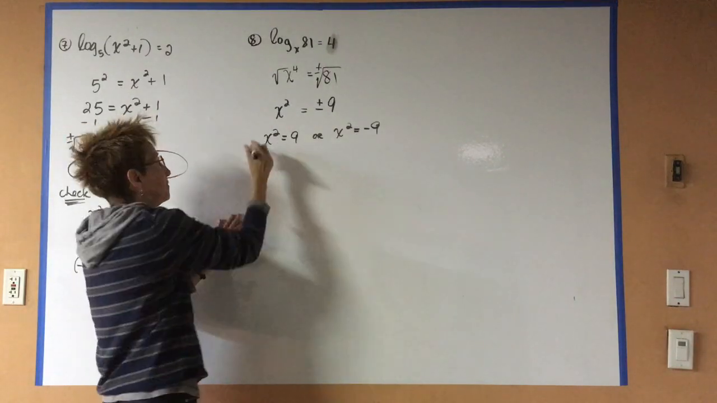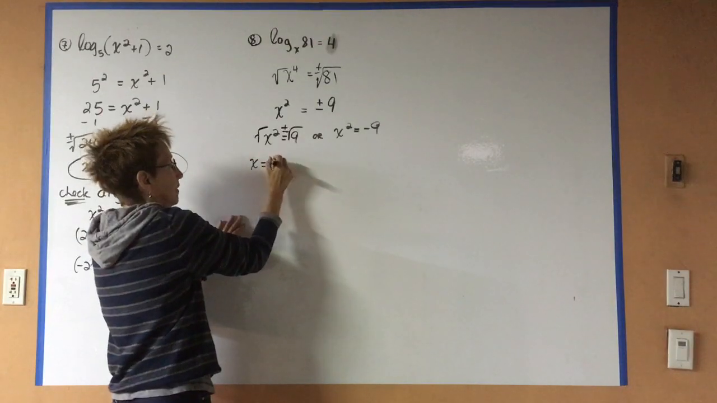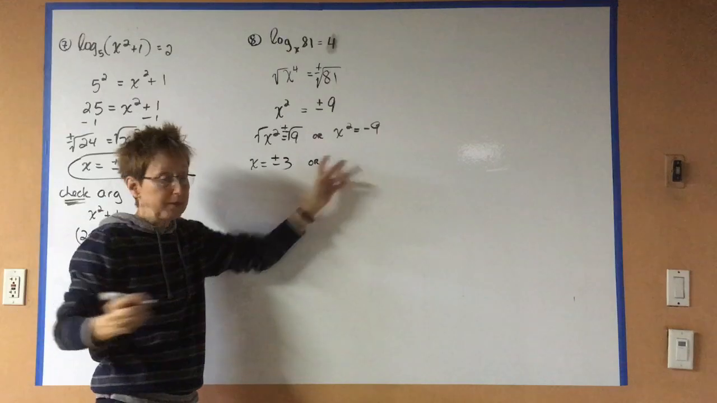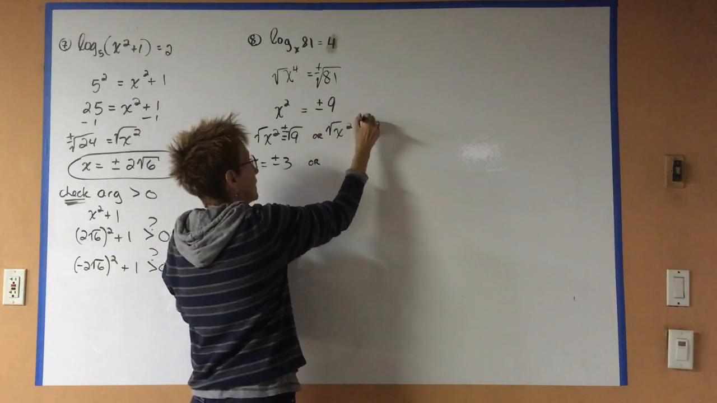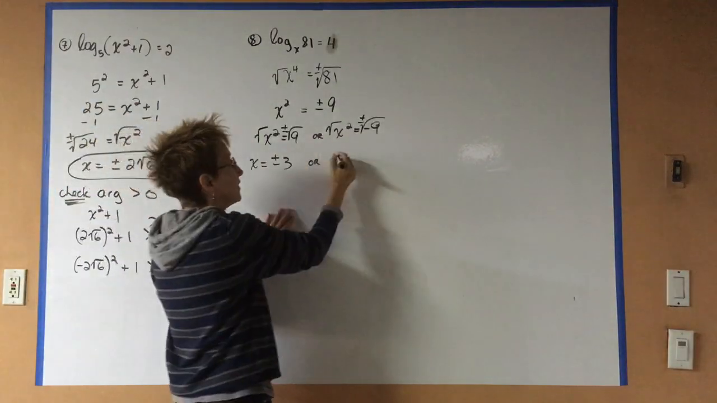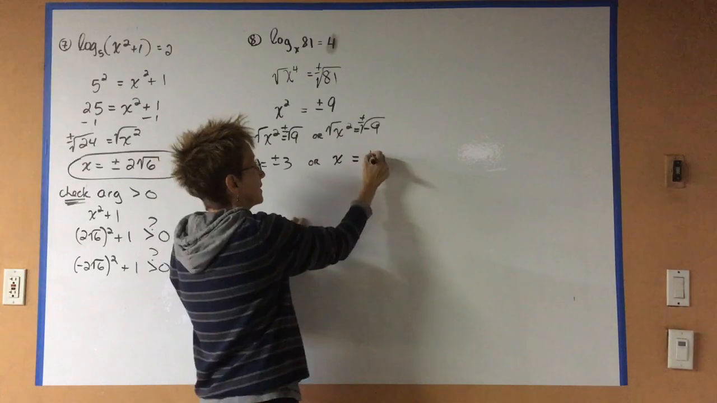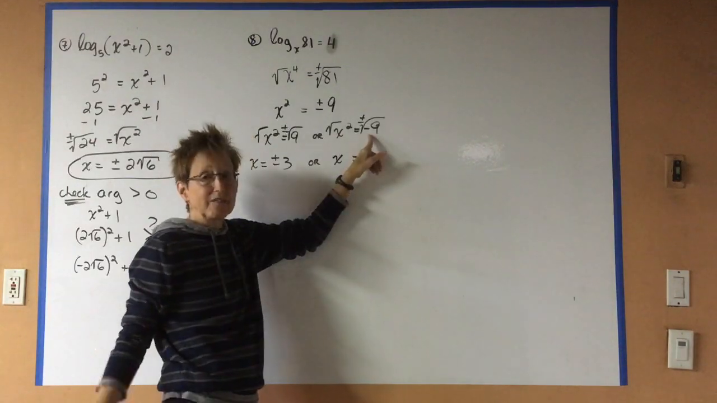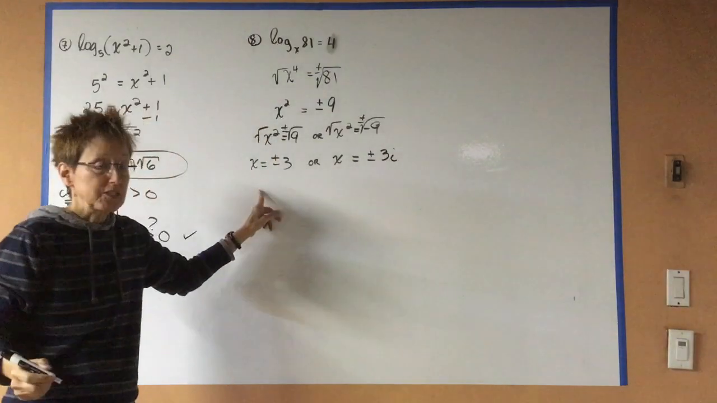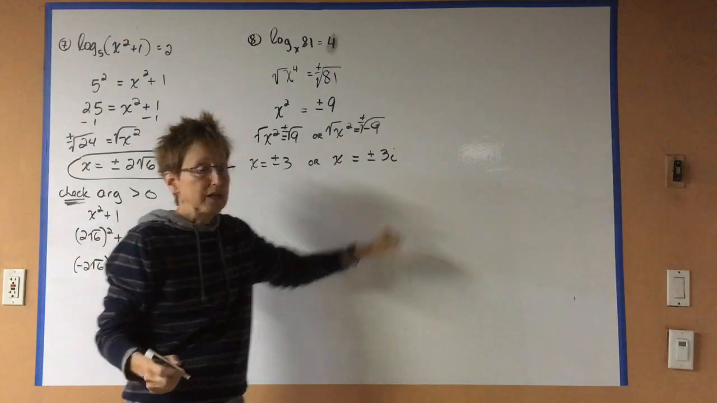Square root property again. Square root, plus or minus square root. So x equals plus or minus 3 from that one, or square root property again. Square root of this guy, plus or minus square root of this guy. This gives me x equals plus or minus, what is the square root of negative 9? 3i. So there's my 4 answers: 3, negative 3, 3i, negative 3i.